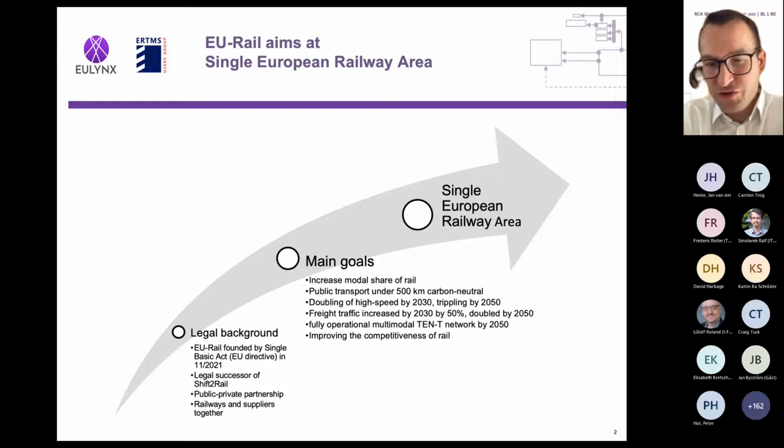Lots of operational processes and procedures are still quite national, and it's not so easy to run a train from one country in the south of Europe to the north of Europe. So this is where we want to go: one single European railway area.